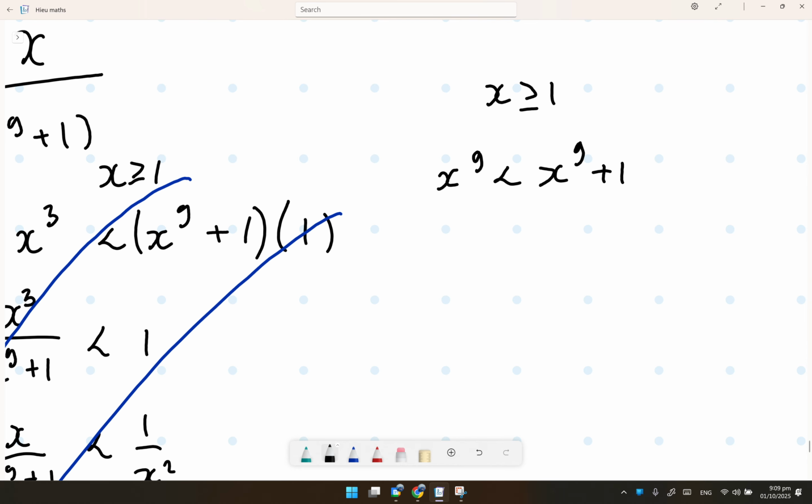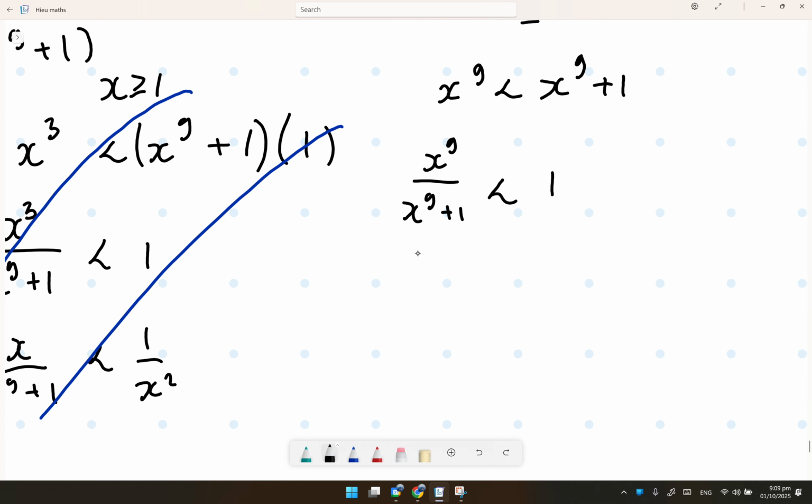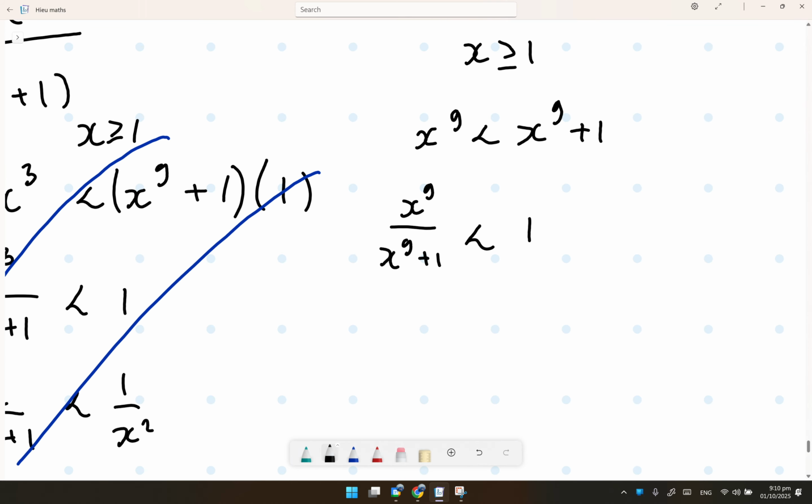Okay, and then let's try doing that division. So x to the 9 over x to the 9 plus 1 is smaller than 1. Okay, and remember the sign of that doesn't change because it's a positive number. And then let's cube root everything. So x to the 9 cube root would simply be, actually x to the 9 can't be cube root.